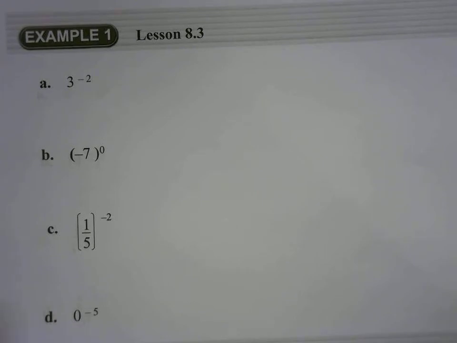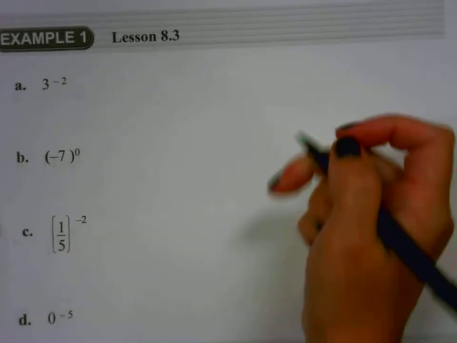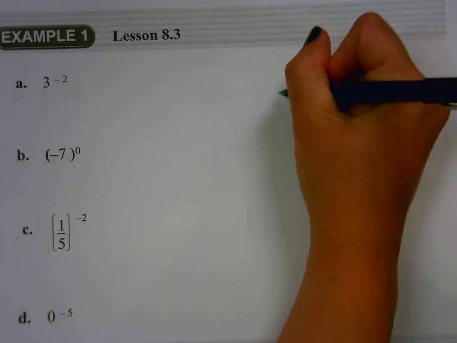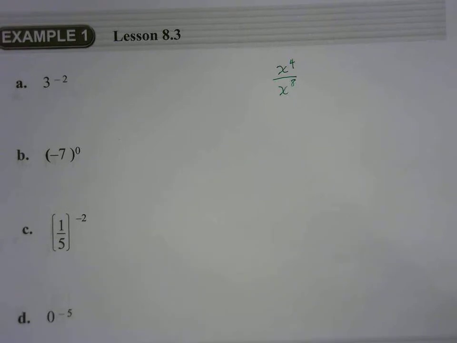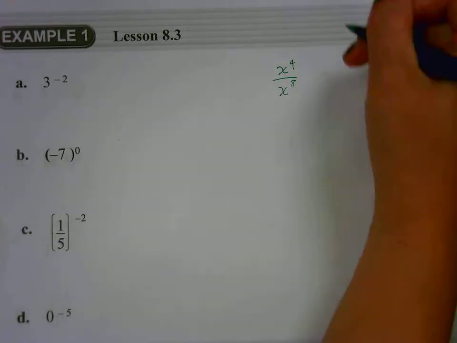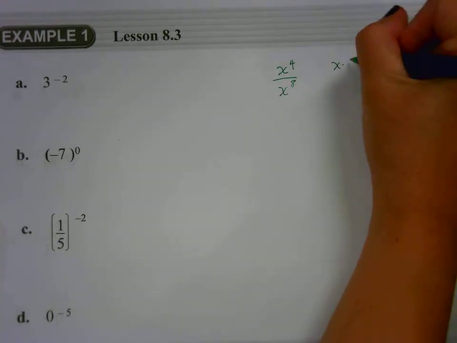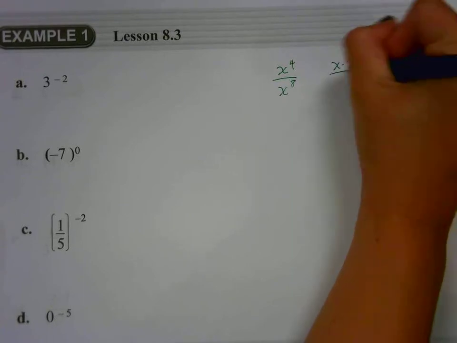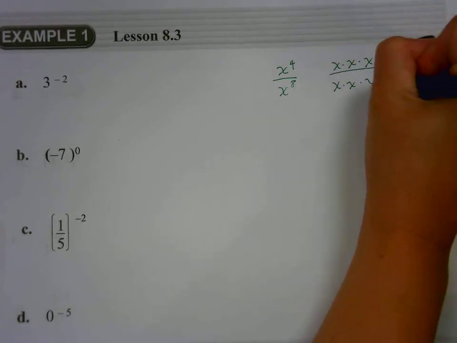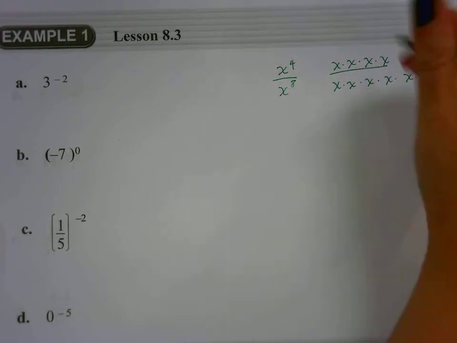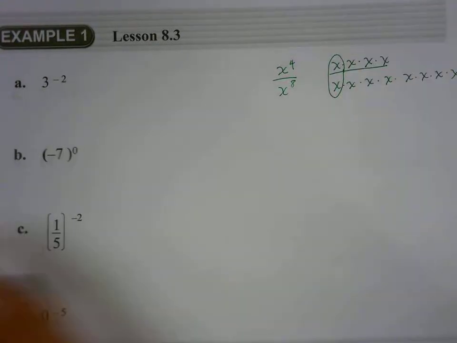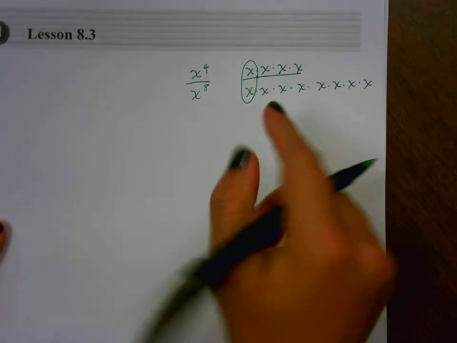So on the warm-up, we had an x to the 4th over x to the 8th. Okay, and remember what I talked about the last time that we worked with exponents. I said anytime you have the same thing over the same thing, you can cancel. So if I have 4 x's here, and I have 8 x's down here, 4 more. Every time I have the same thing over the same thing, that's one whole. So those cancel out and become a whole, and each of these cancels out and becomes a whole.